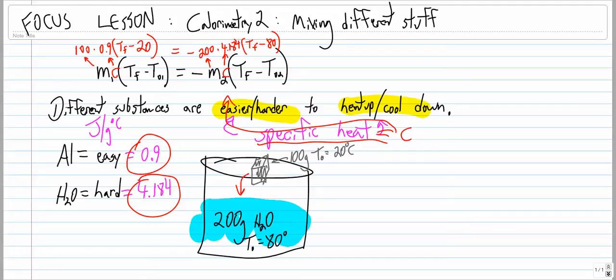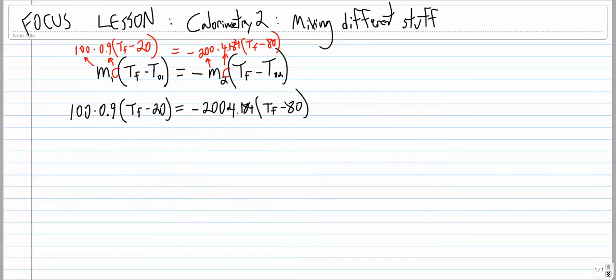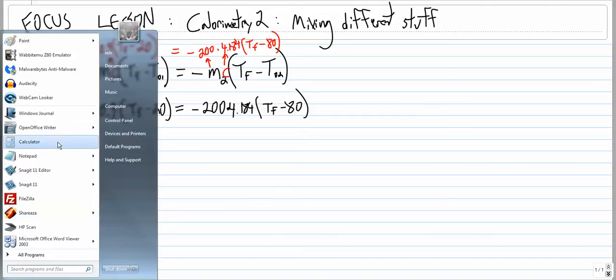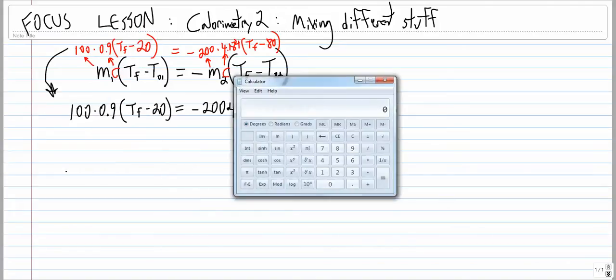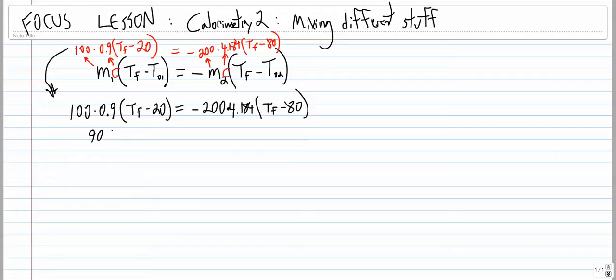Let me clean this up some. Okay, so here we have this. I wrote all this red stuff down here. So let me do some math here. So 100 times 0.9, that's just 90. So we got 90, and that's going to get multiplied by the TF. So we're going to have 90 TF minus 90 times 20. What's that? Is that 1800?